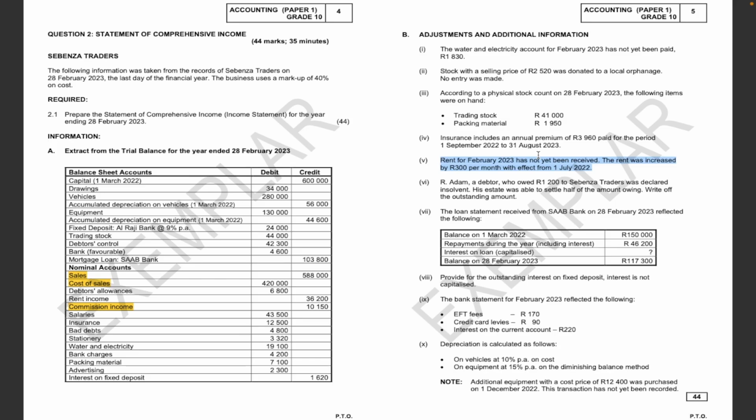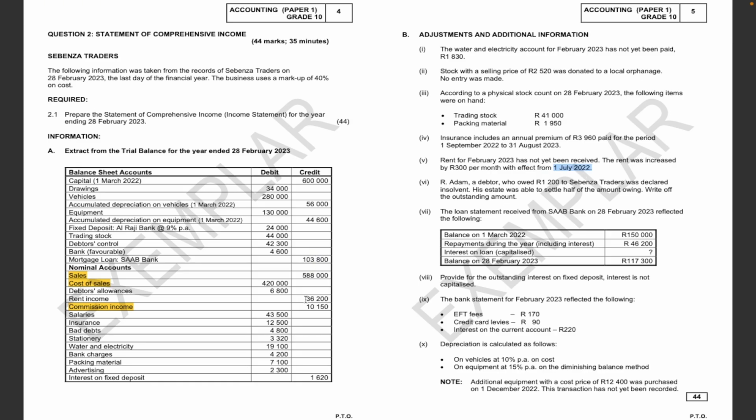Okay, so we know we've received rent for how many months? Well, if our financial period began on the 1st of March 2022 and it ends on the 28th of February 2023, and we have not received for February 2023, it means we have received for 11 months. Okay, so that should be from the 1st of March 2022 to the 31st of January 2023, because we have not received for February yet. So I know I'm dealing with 11 months. But we are also told here that the rent was increased by 300 Rand per month with effect from the 1st of July 2022. So here's what I know from what I'm given.